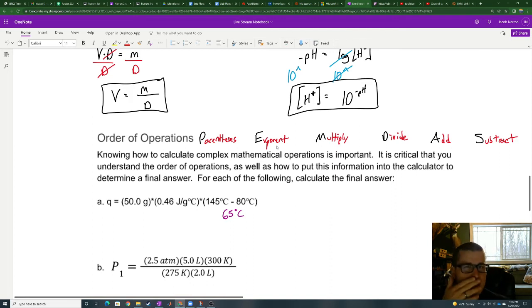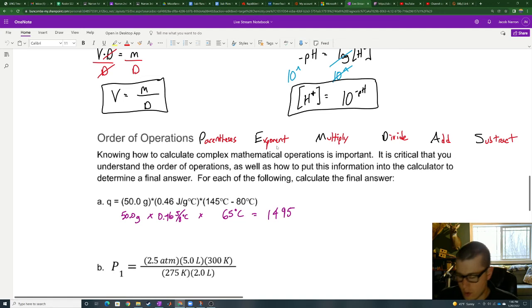I know they're in parentheses, but in reality, we're just doing 50 grams times 0.46 joules per gram degree Celsius times 65 degrees. We're just multiplying everything together. So I'm going to go ahead and do it. In my calculator, I'm doing 50 times 0.46 times 65, and I get 1,495. That's what I get.